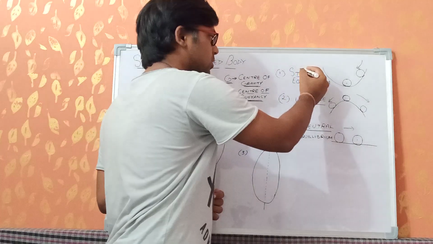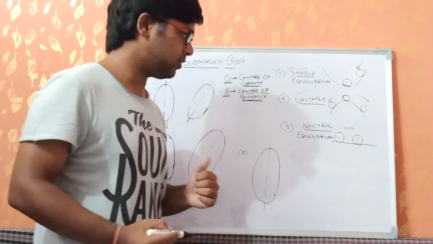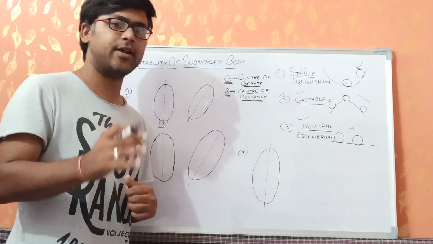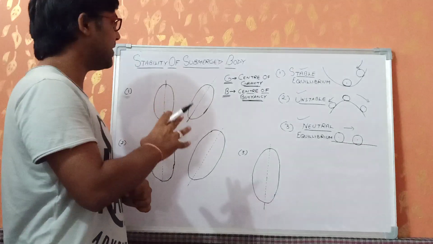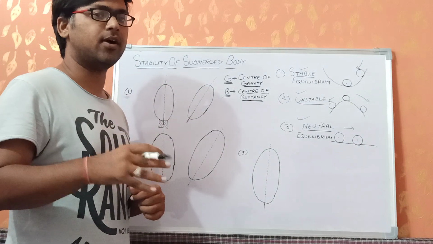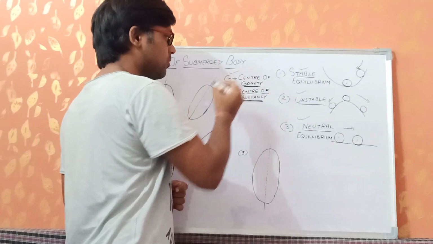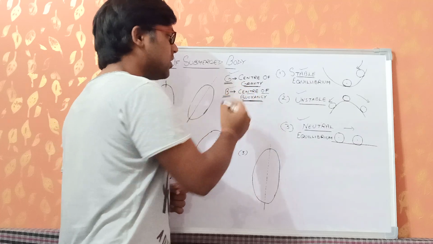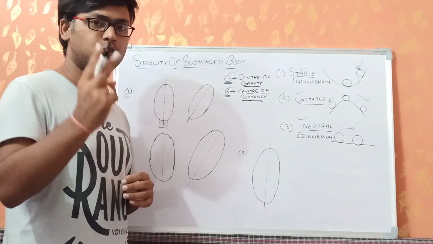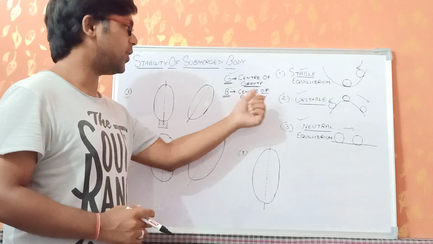First is the condition of stable equilibrium, second is the condition of unstable equilibrium, and third one is the condition of neutral equilibrium. Before actually starting with the process, the entire equation of a body that is submerged in water depends upon two things. First one is called center of gravity and second is called center of buoyancy. So this entire topic is based on the position of these two things.